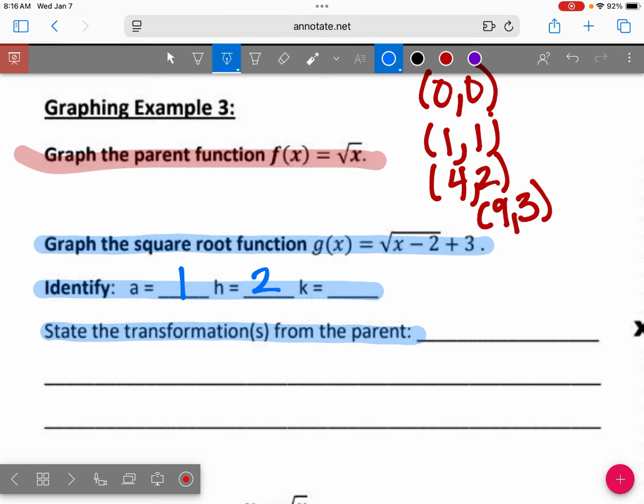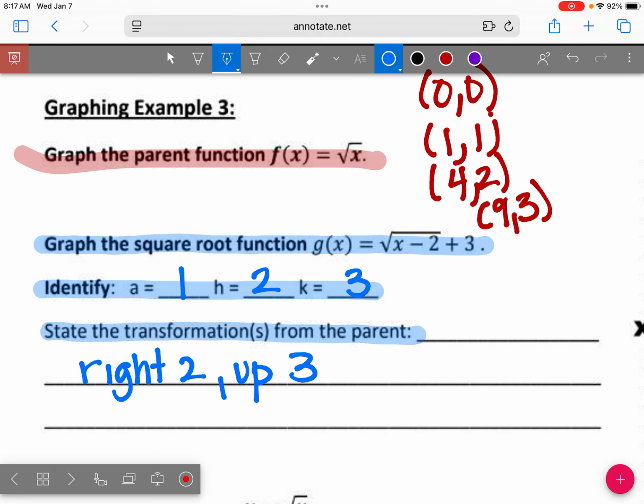And because it's +2, that's going to make the graph do what? Go right. All right, k is in the back. That's a 3. What is that going to make our graph do? Up 3. All right, so this is how you apply transformations, okay?